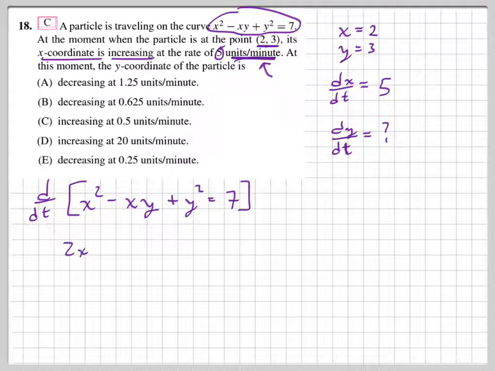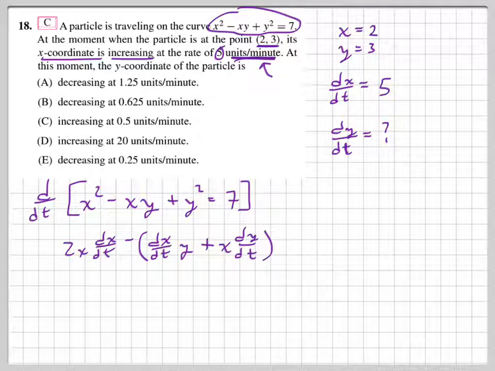We get 2x times dx over dt. And then we have minus, and we're going to have to do a product rule right here, so I want to use parentheses. I take the derivative of the x, we get 1, so just dx over dt times y, plus the x times the derivative of y, which is just going to be 1 dy over dt. Close parenthesis. Now I've got to take the derivative of this guy. That's going to be 2y dy over dt equals the derivative of 7. A common mistake is always to forget to take the derivative of the other side. I know I've done it before. And there you have it.